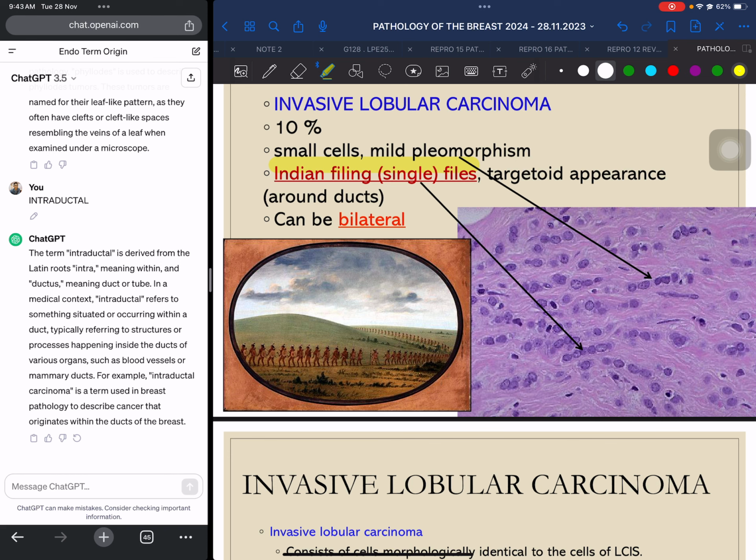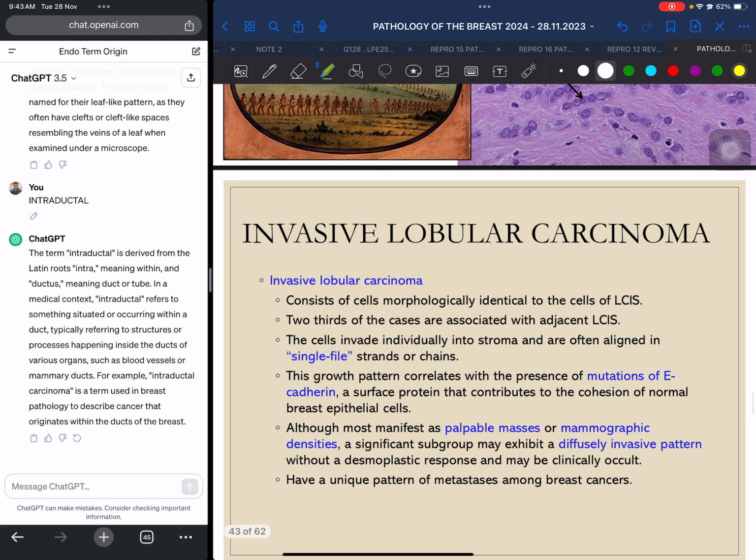The cells in lobular carcinoma are identical to the cells in lobular carcinoma in situ. Usually they have associated lobular carcinoma in situ. They are associated with mutations in E-cadherin, which is the surface protein that contributes to the cohesion of normal breast epithelial cells. When it is lost, the cohesion is lost, so the cells will be more in a single file. They do not connect with each other.